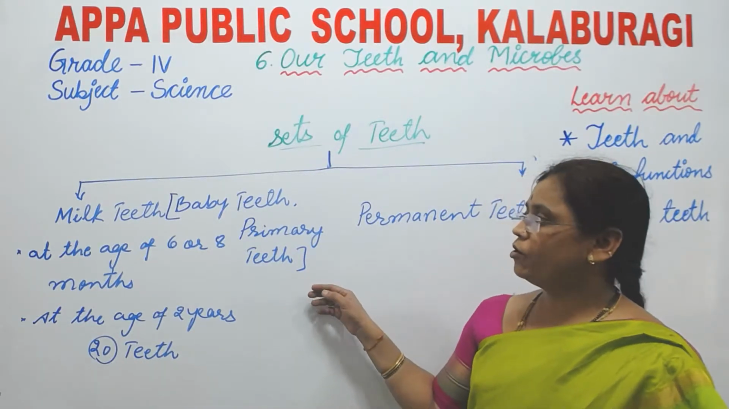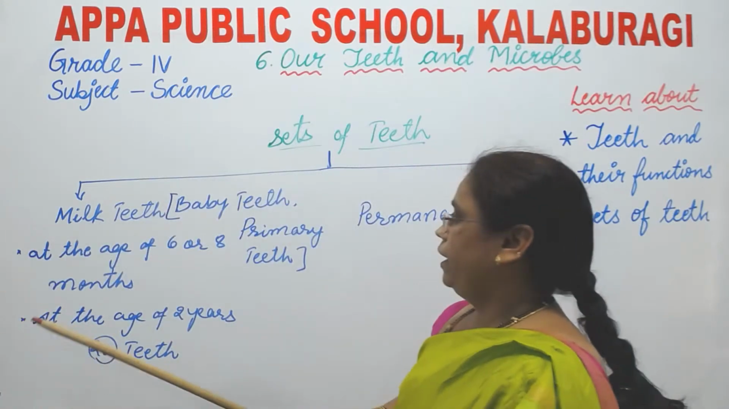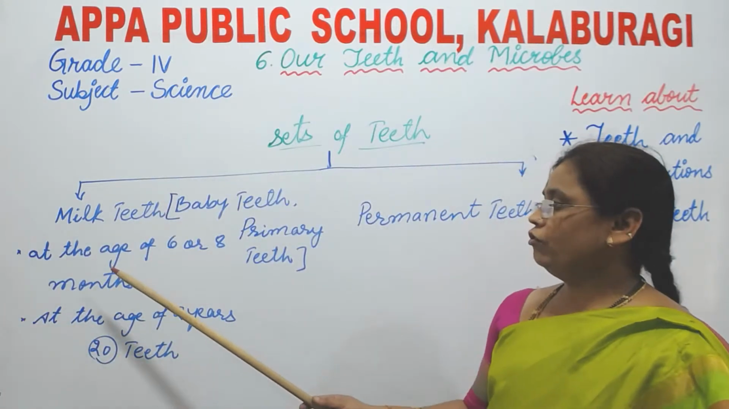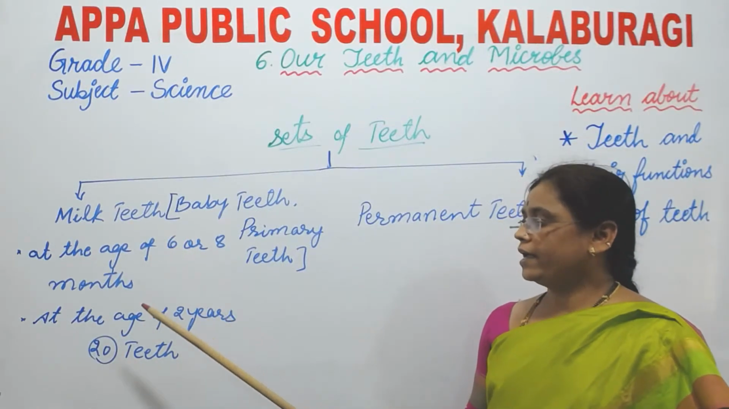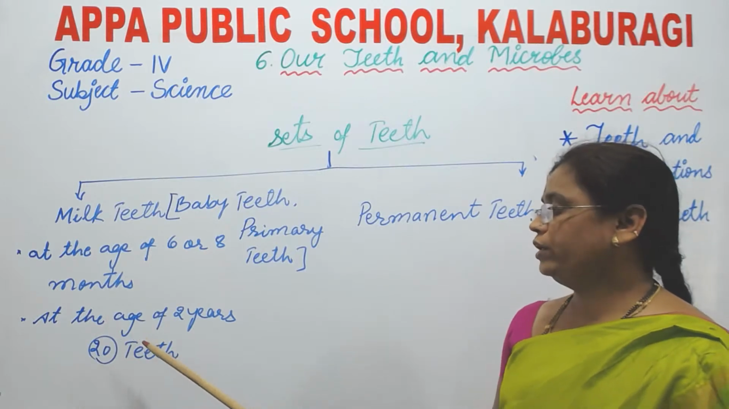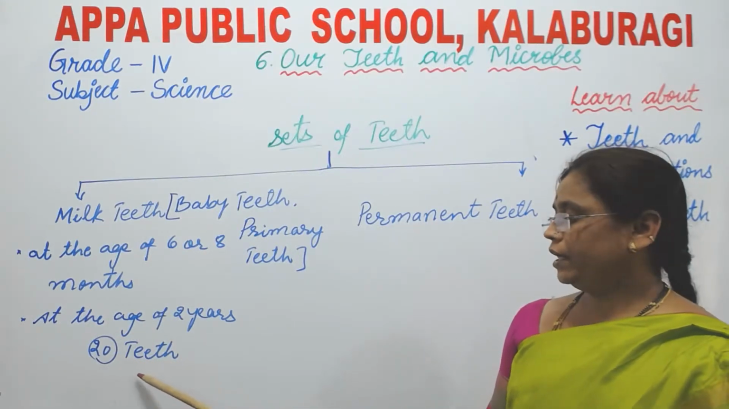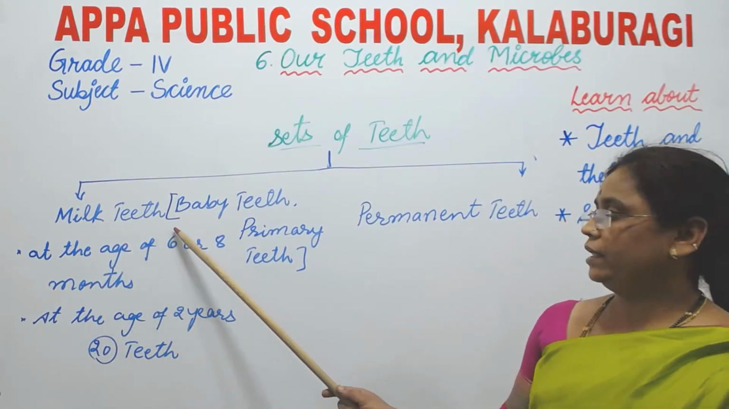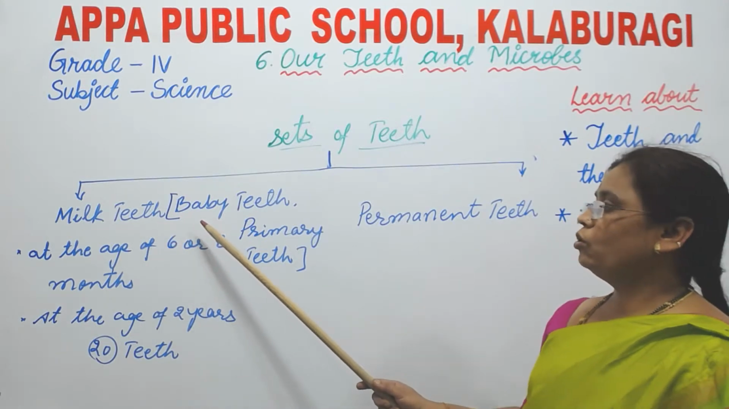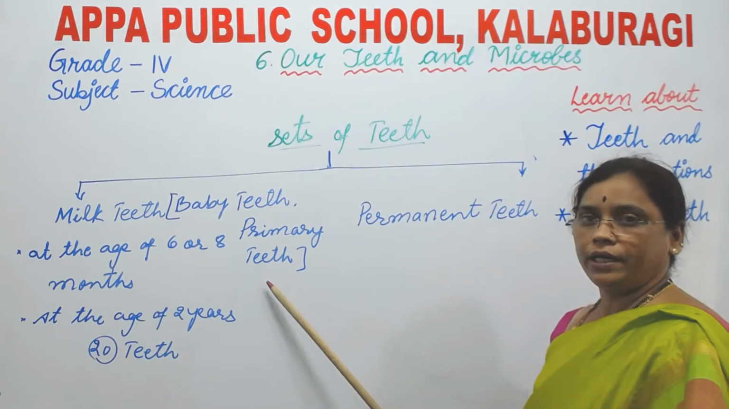Got it, children? About the milk teeth: when the baby is at the age of 6 or 8 months, these milk teeth begin to appear. And as the baby grows, at the age of 2 years, the child will have a set of 20 teeth. This set of 20 teeth is known as milk teeth. The milk teeth are also known as baby teeth or primary teeth.